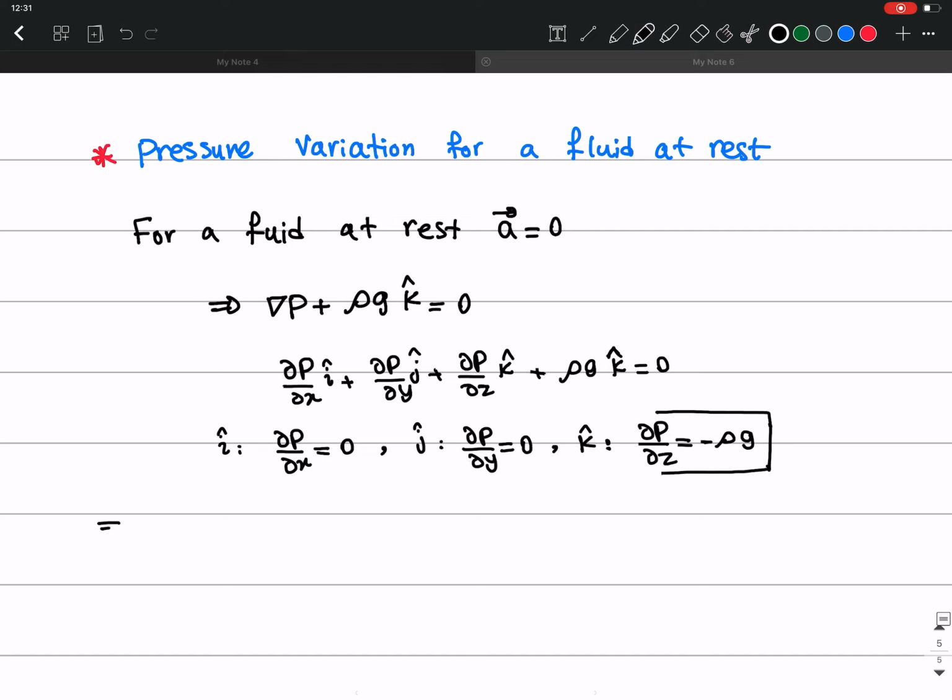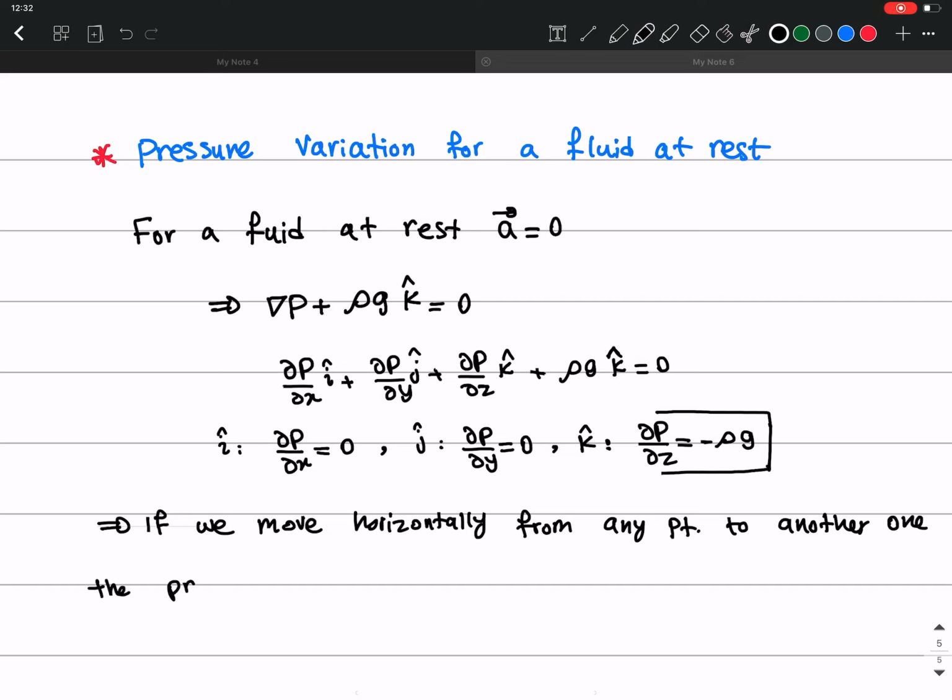So let's see, what does this mean? This means that if we move horizontally from any point to another one, the pressure does not change in a fluid at rest.